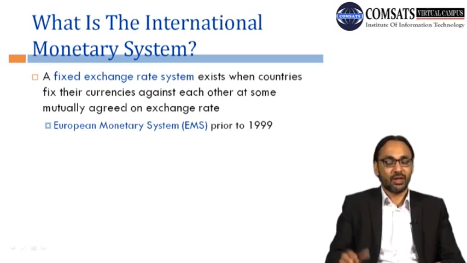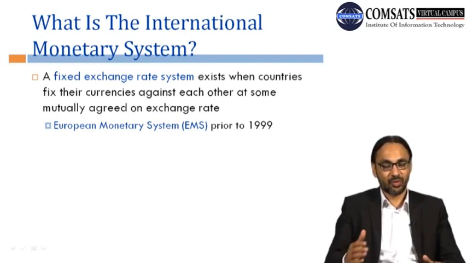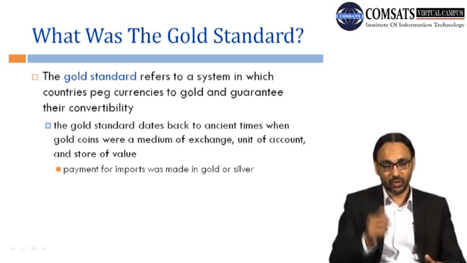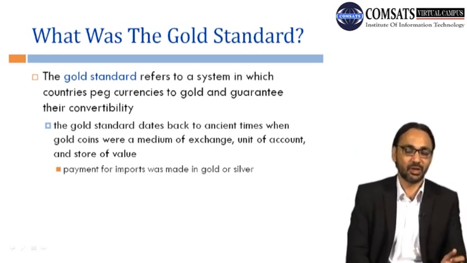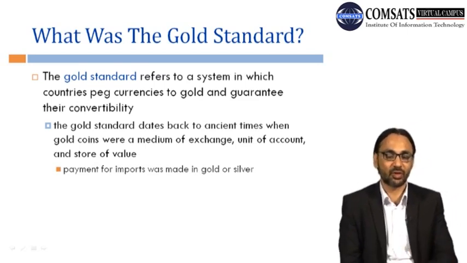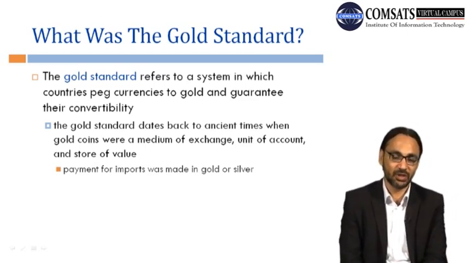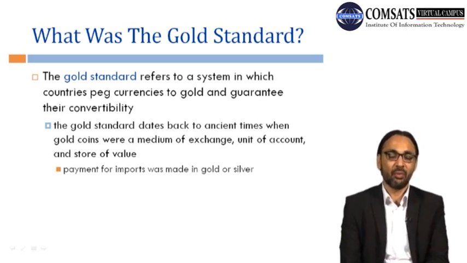Okay, another system is the European monetary system, which was before 1999. Okay, what was the gold standard? We start with the gold standard, which refers to the system in which countries peg their currency to gold and guarantee its convertibility. The gold standard dates back to ancient times, when gold coins were the medium of exchange, unit of account, and store of value. Payment for imports was made in gold or silver.